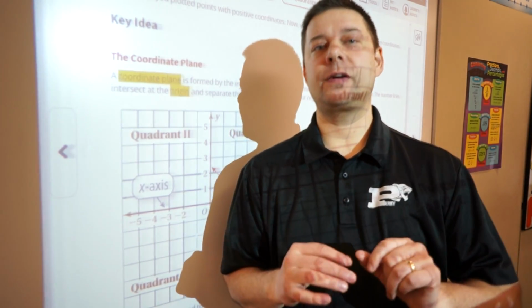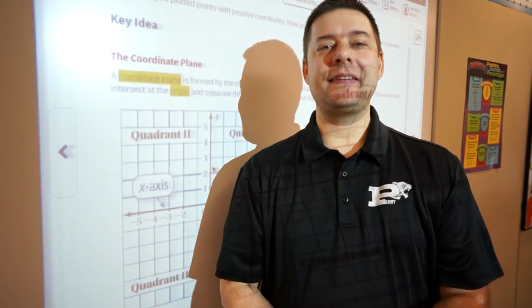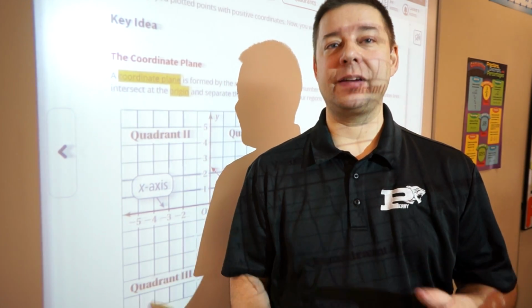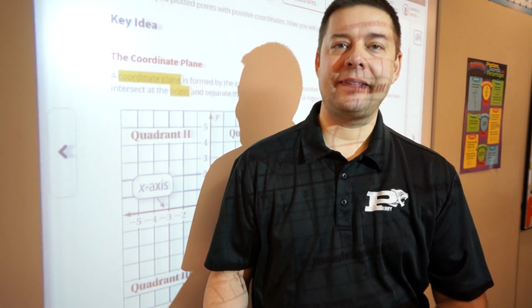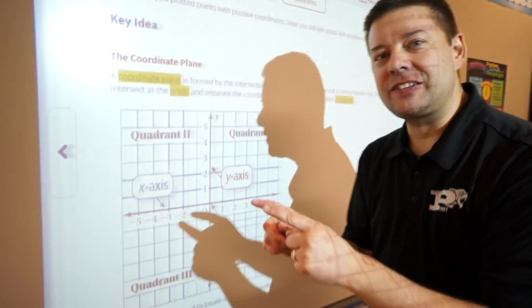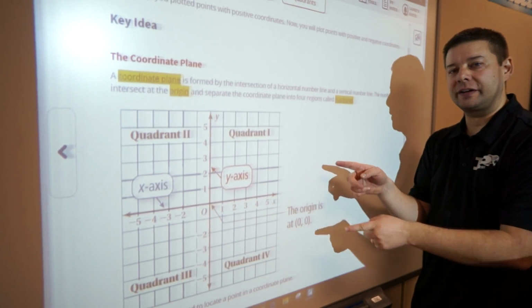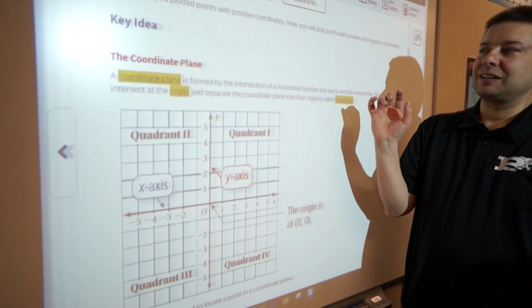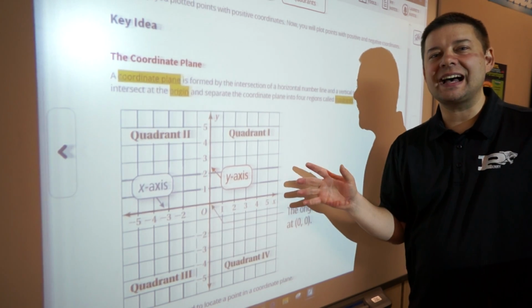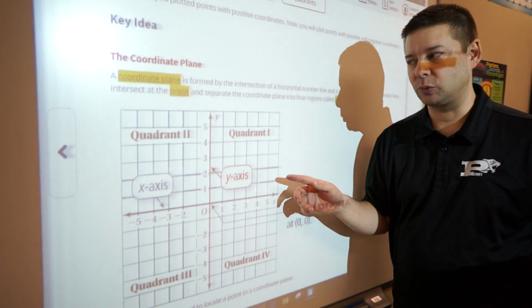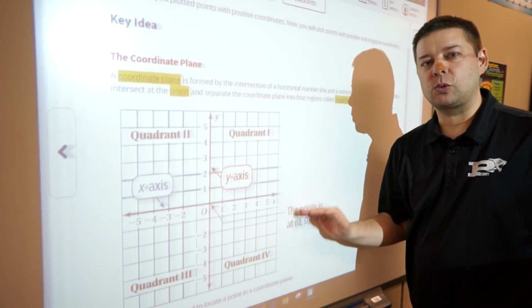It's titled The Coordinate Plane. And the coordinate plane sounds like a really fancy way of saying a grid, and that's kind of what it is. So I'm looking at example number 1 right here on my board. And actually, I'm sorry, this is the key idea in front of example number 1. And it shows me the coordinate plane.